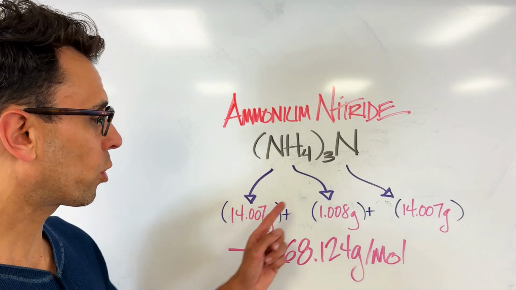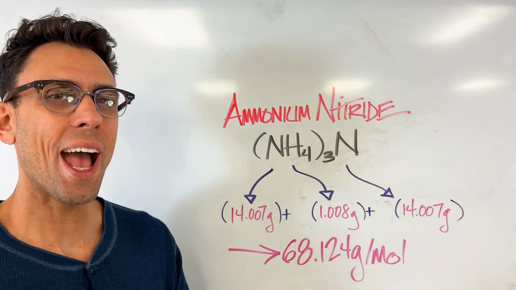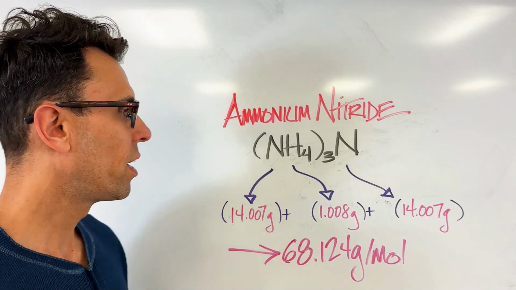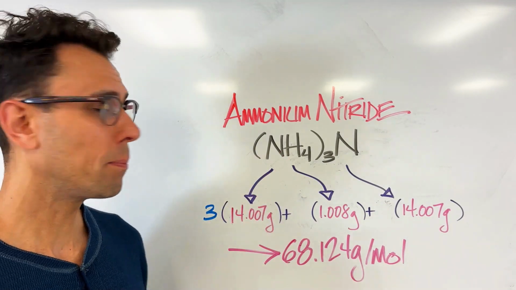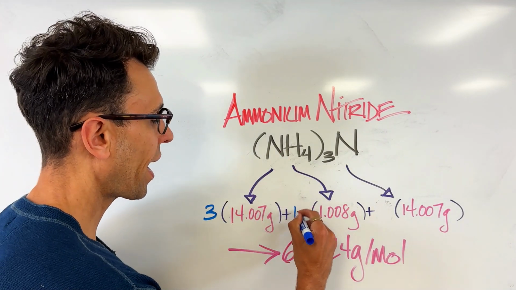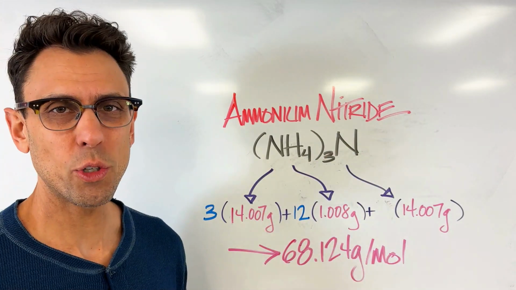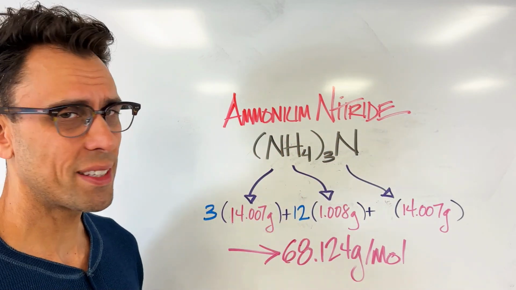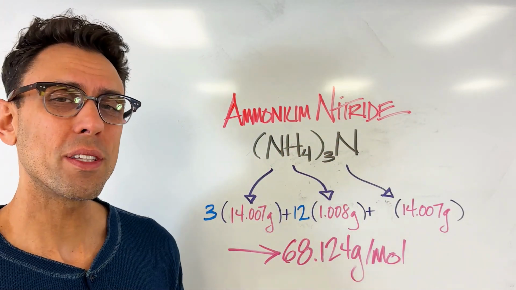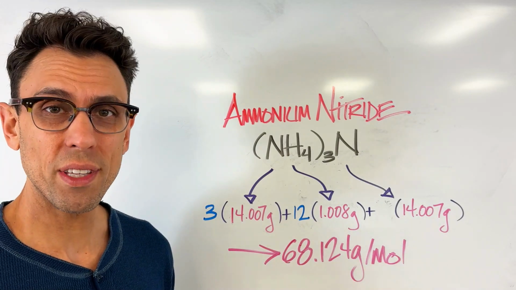We consider the molar mass of all of the elements in the compound, and then we factor in how many of each of them there are. So for example, there are 3 nitrogens in the ammonium. There's 12 hydrogens, 3 times 4, and then we have a single nitrogen at the end. Now truthfully, we could just combine all the nitrogens and multiply the mass 14.007 grams by 4, or you can do it this way, whatever makes more sense to you.